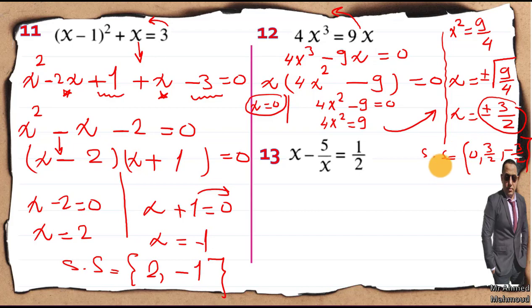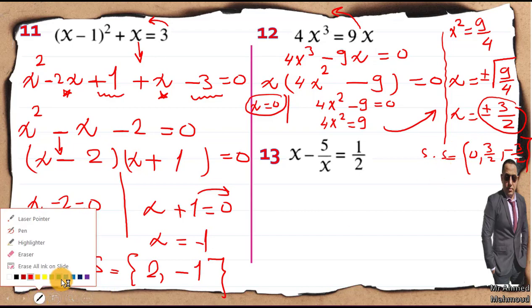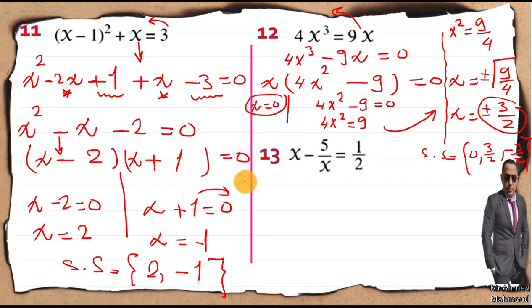Okay, finally I have an equation which includes 5 over x and 1 over 2. If you have fractions, it's better to multiply by the denominator. Again, if you have a fraction, it's better to multiply by the numbers in the denominator. I have here x and here 2, so I'm going to multiply the left side by 2x and multiply the right side by 2x.